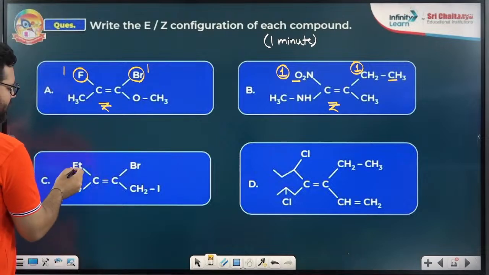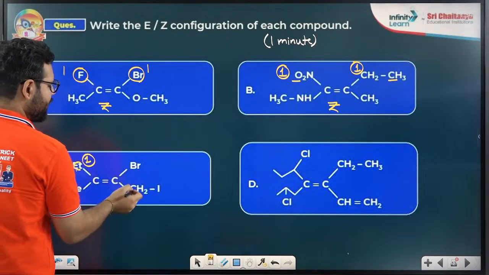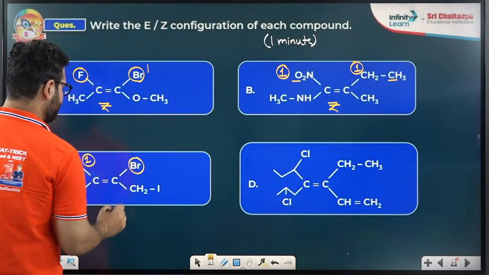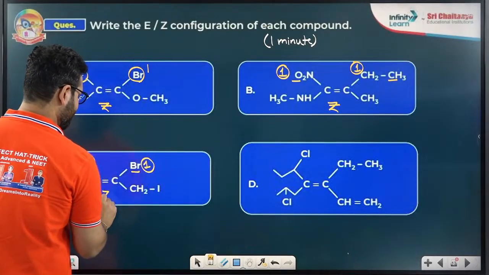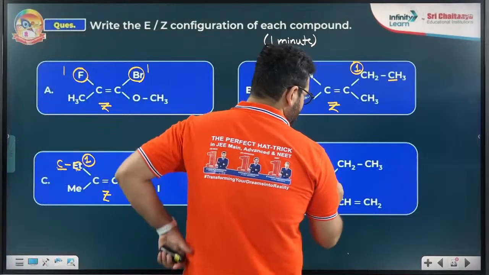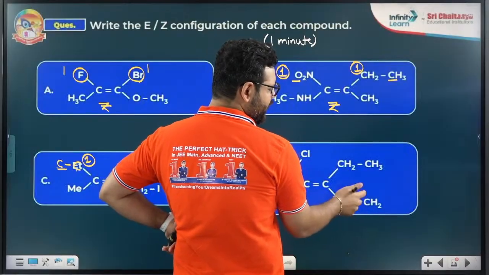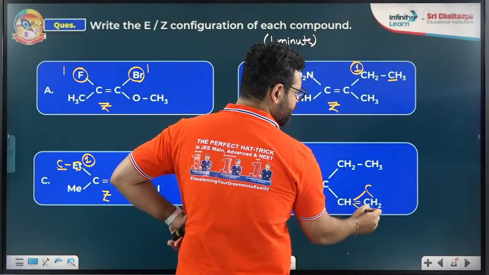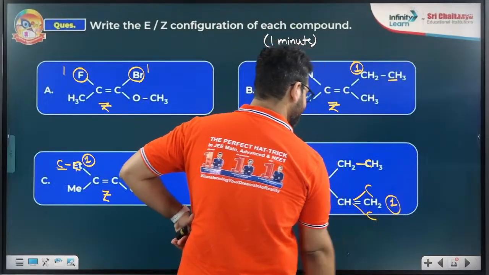Carbon, carbon, but this carbon is attached to one more carbon. Ethyl means CC. So this will be rank 1. Br is better than carbon. This is rank 1. This is also Z. Here if we come to carbon, carbon, same. This is a double bond, means this is attached to 2 more carbons. This is attached to only 1 carbon. So the bottom one is the winner, rank 1.